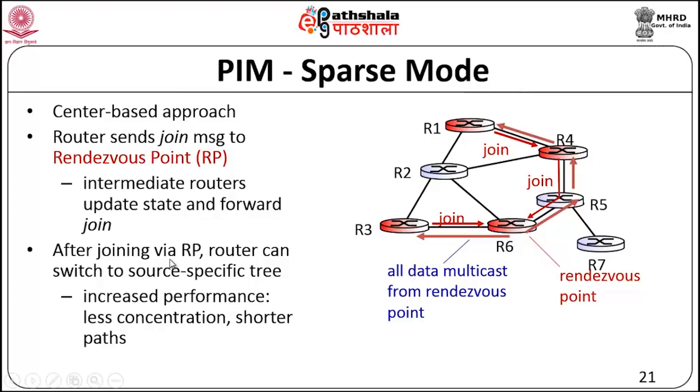This option is provided in order to increase performance, so that you can have less concentration of paths and you can have shorter paths. Typically, if you look at R6 as the rendezvous point, and R1 and R3 want to receive data, they would send join messages to R6, and all the data will be sent from R6 down the tree to R1 and R3. This is basically how the sparse mode of operation will work. We look at the details now.